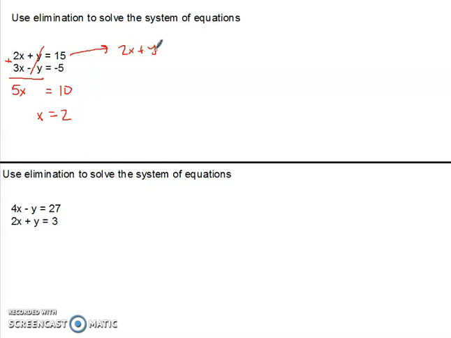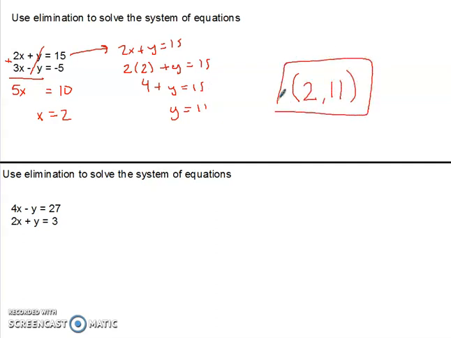Here I'll use my first equation. 2x plus y is equal to 15. 2 times 2 plus y is equal to 15. Solving 4 plus y is equal to 15, I find that y is equal to 11. So my ordered pair is x is 2, y is 11. This is the point where, when I graph these two lines, those two lines are going to cross.